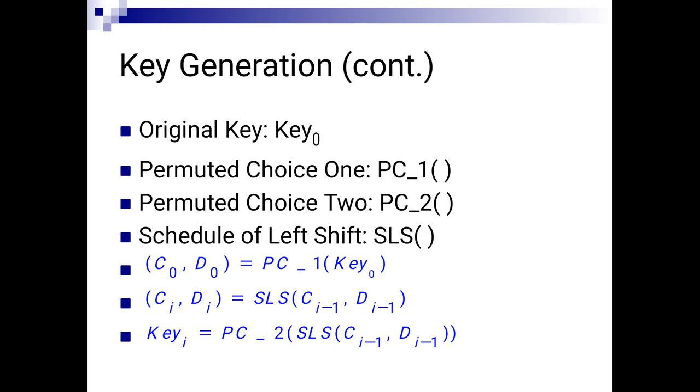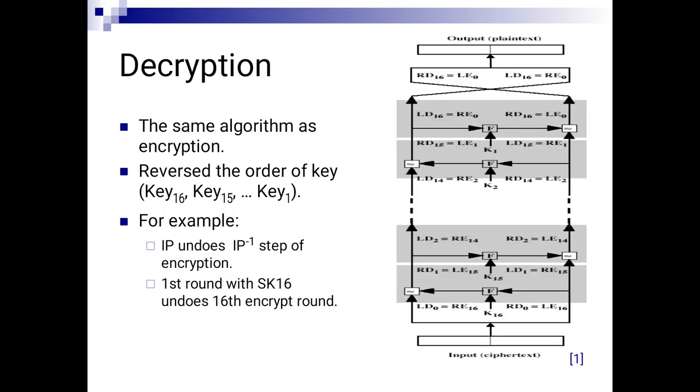The result of the previous step is divided into 8 boxes. You are seeing on the screen C0 and D0, Ci and Di. Key i is PC2, the second permuted choice, applied to the SLS of Ci-1, Di-1. Each box is reduced from 6 bits to 4 bits. The first and last bit of each box provide the row index, and the remaining bits provide the column index. These indices are used to look up values in a substitution box. The substitution box has 4 rows and 16 columns, containing the numbers from 0 to 15.